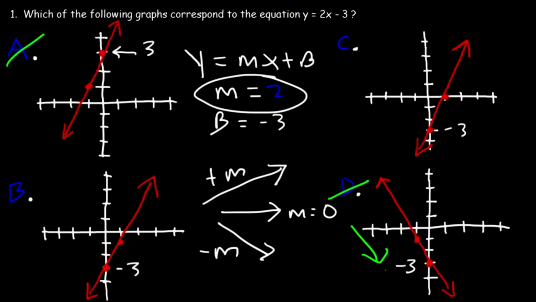Now, between B and C, what's the difference? Well, let's look at C. As we travel 1 unit to the right, notice that the graph goes up by 3. So the slope is 3. Now let's look at B. As we travel 1 unit to the right, notice that the graph goes up by 2, which gives us a slope of 2. So B is the right answer. It has a y-intercept of negative 3 and a slope of 2.